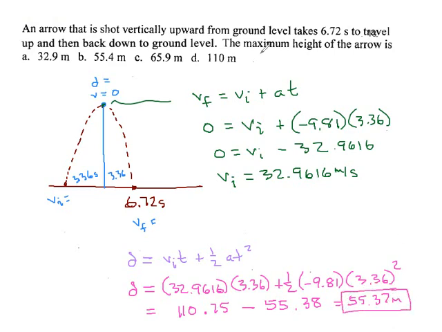I feel like that was a little bit more work than the Vf squared formula, but I just wanted to do something different because for most of these questions there really is more than one way to get them solved. So 55.37 meters. This given only had 3 digits to it, so really our answer should only have 3, and it should be 55.4. There it is.